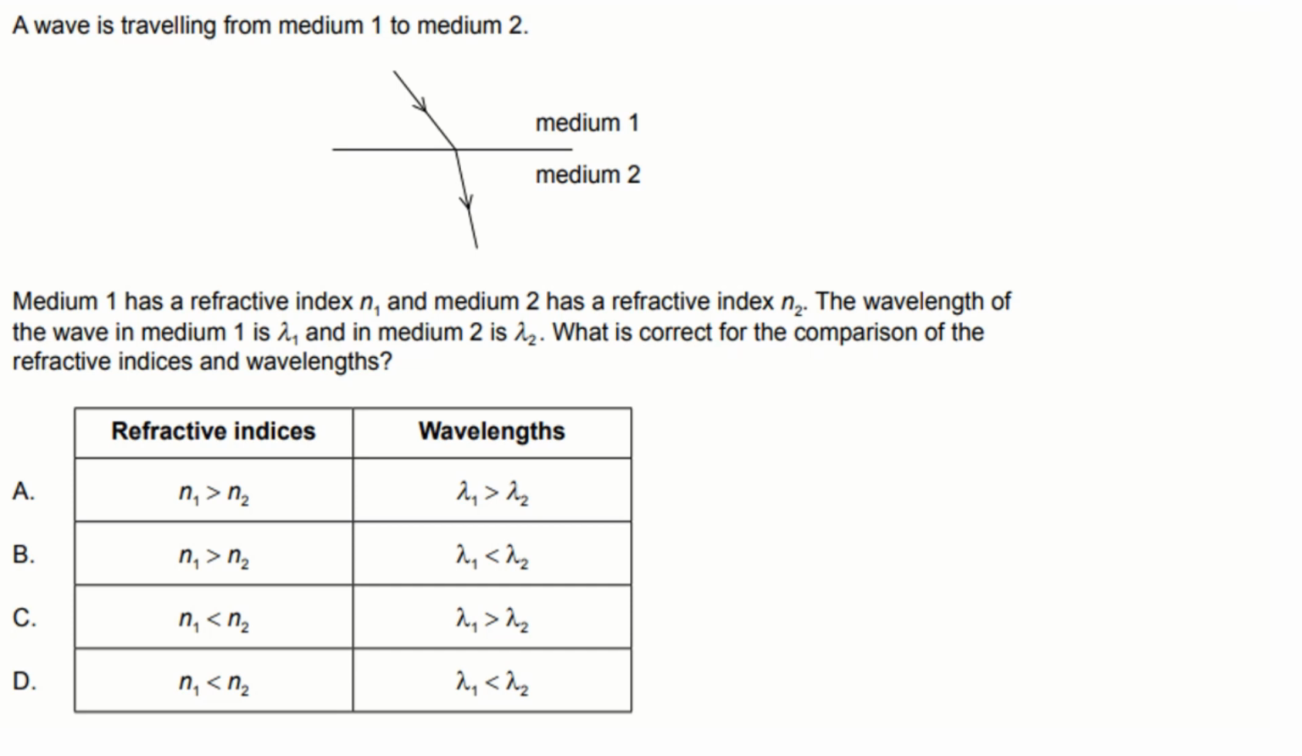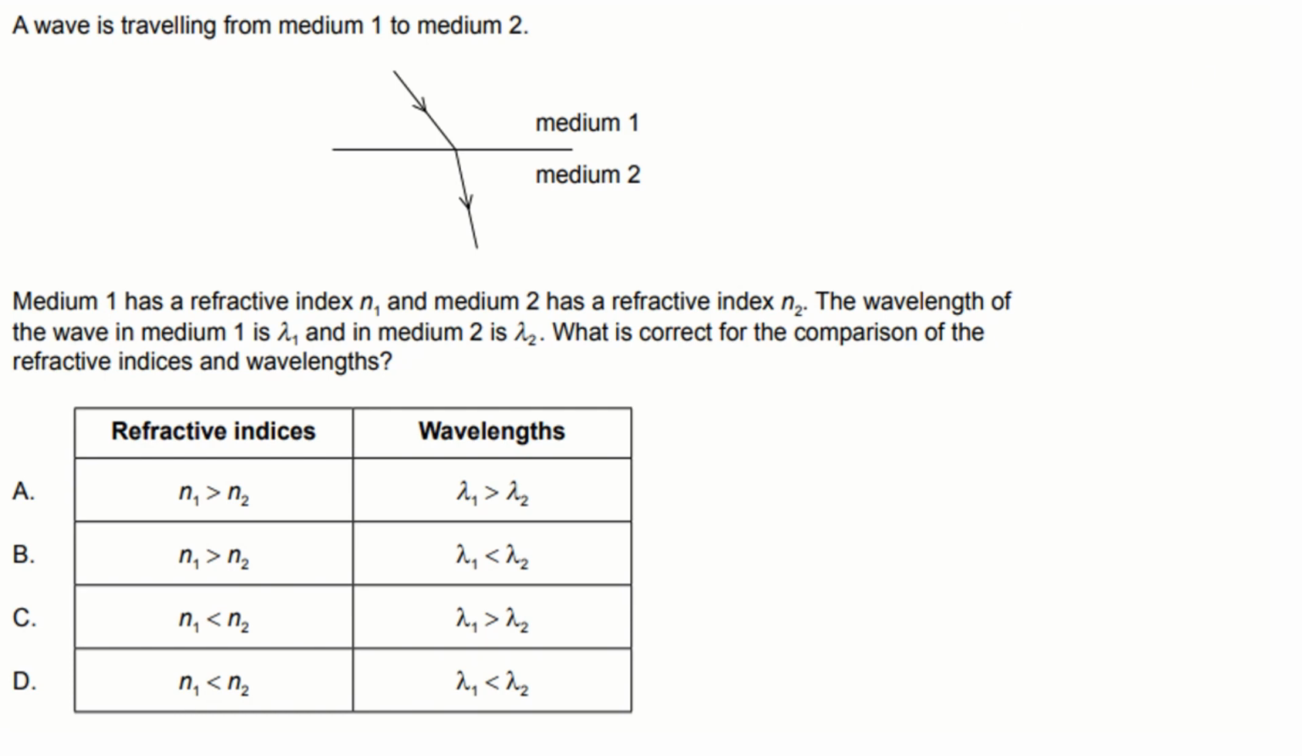Okay, here we go with a fairly common question, all about refractive indices and wavelengths. Have a look, and then we'll get moving. Okay, so we've got a wave moving from medium 1 to medium 2, and we're being asked to compare the refractive indices N1, N2, and then the wavelengths lambda 1 and lambda 2.